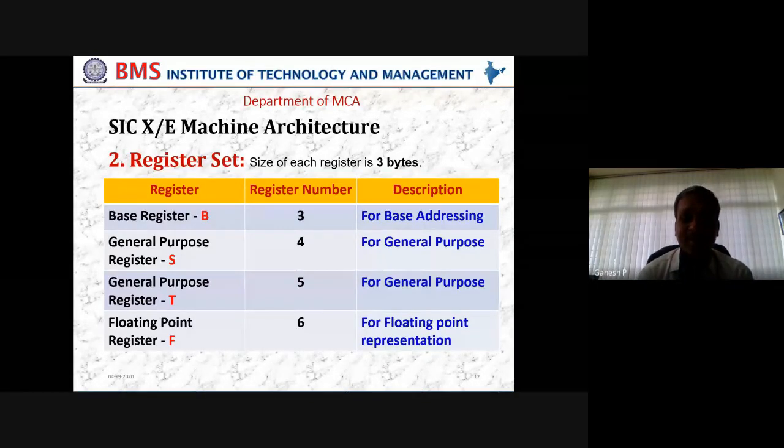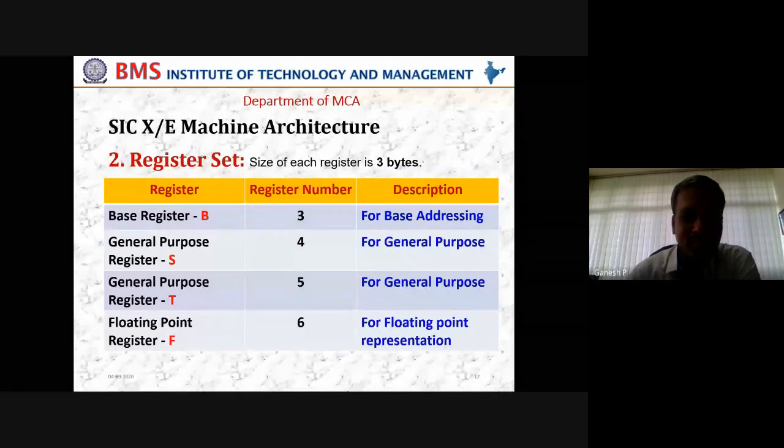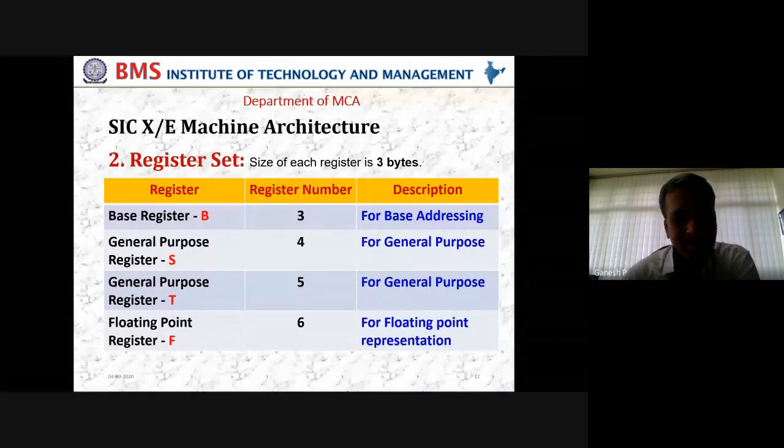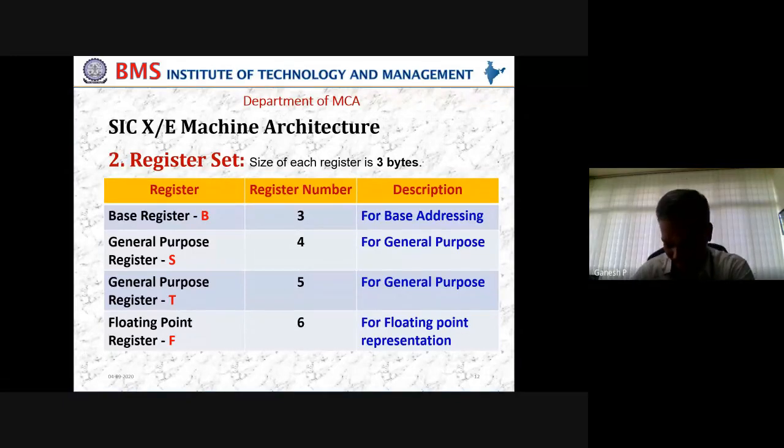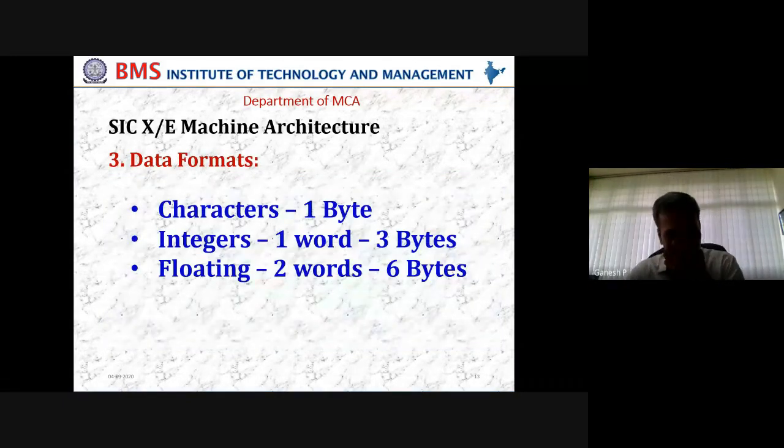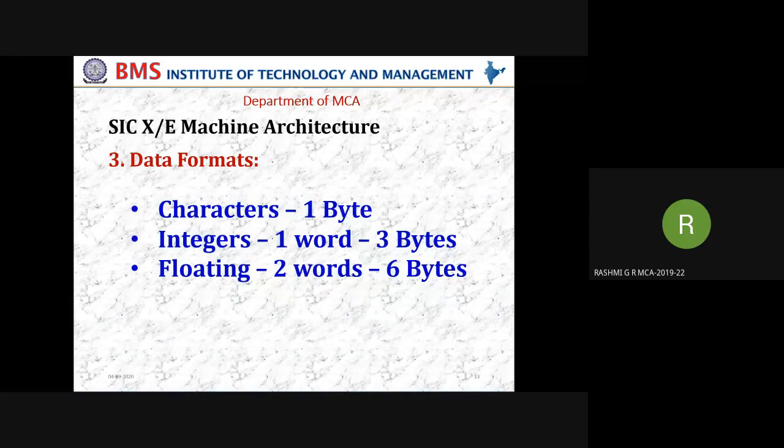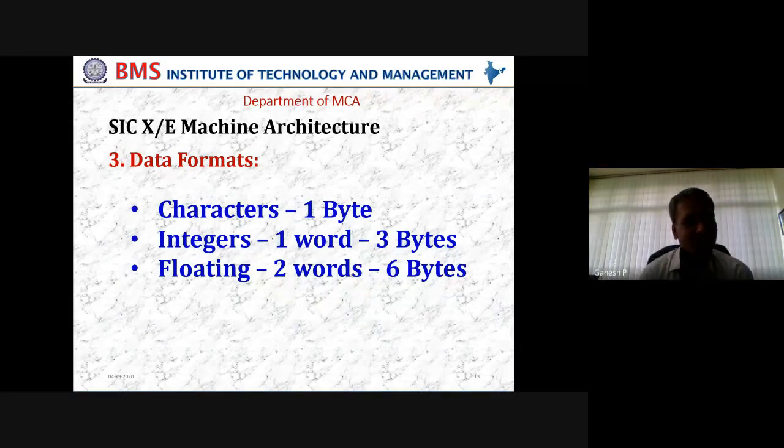Whereas the accumulator, X, L, PC, SW, B, F, you cannot use as you want. You have to use them as they are specified for a given purpose. Whereas S and T, there is no restriction. You can use them for any purpose. That is the concept of general purpose registers, S and T. So any confusion till this point? We'll wind up with the data formats quickly. If you don't have confusion, I will continue with the data formats.